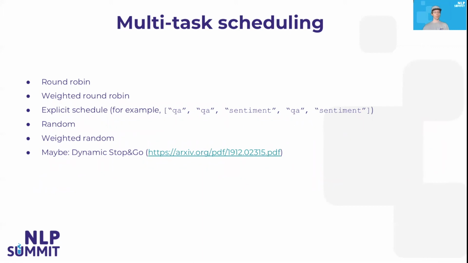Special shout out to dynamic stop and go. That's an algorithm from one of our contributors. It performs regular evaluations on the dev set to find out which tasks are done training and which ones need to train more, and then uses that information to decide which tasks to schedule next. That's a gross simplification, and for details, I encourage you to read the paper.